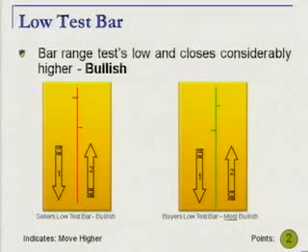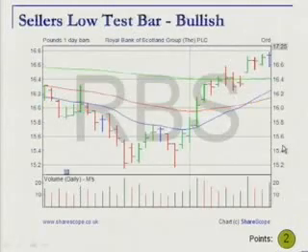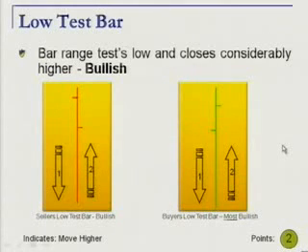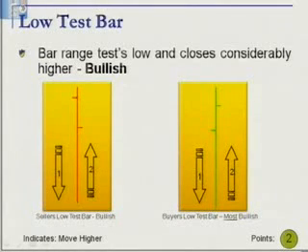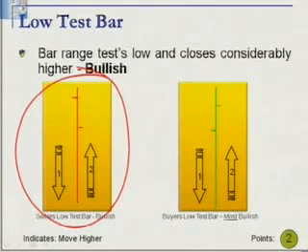First of all, there's two types of low test bar. There's a seller's low test bar, which is bullish, and there's a buyer's low test bar, which is bullish. Now, don't get confused with the descriptions. Let me be very specific. First of all, if you look at the first example here, notice the bar is red, and the reason the bar is red is because of what, David?